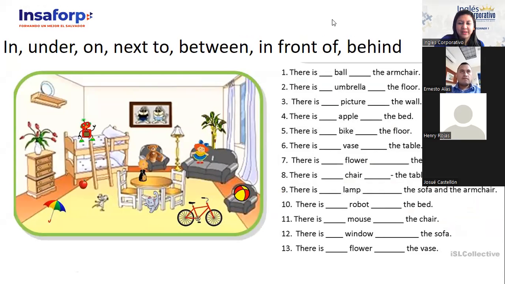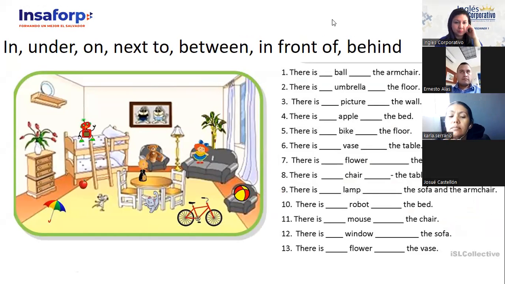Number one, Carlita Serrano, where is the ball? Number one. The ball. Aquí va a completar. Mire, number one, there is a ball. There is a ball on the armchair. Yes, because it's here, it's on the armchair. Ball, okay, la pelota, the ball. Okay, thank you, Carlita. Daniela Jimenez.